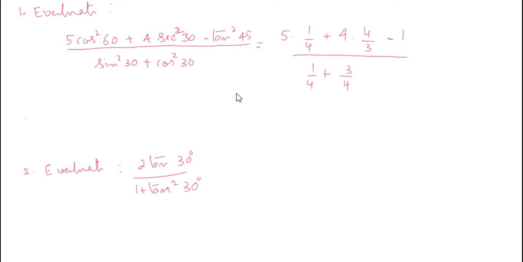Now continuing that one here, this is 5 by 4 plus 4 into 4 by 3 minus 1 divided by 1/4 plus 3/4. This becomes 1. So now the LCM here is 12.